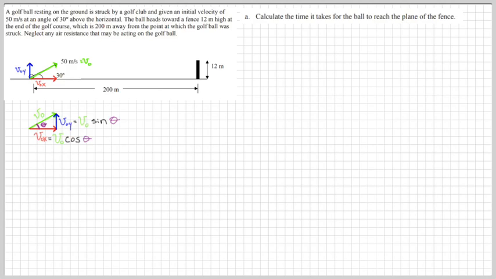What's happening in the x or horizontal direction happens as if what's happening in the y isn't happening at all, because what happens in the vertical or y direction has no effect on what happens in the horizontal direction, and vice versa. What happens in the x direction has no effect on what happens in the y direction.